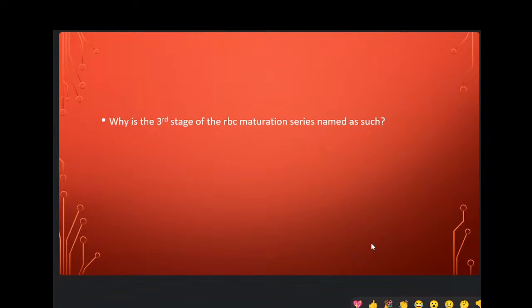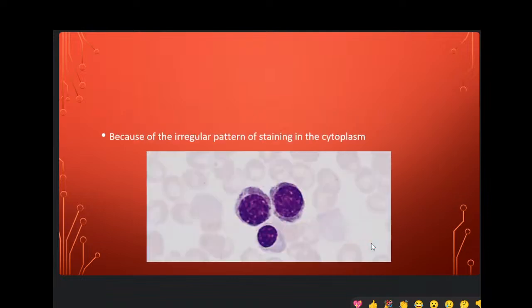Why is the third stage of the maturation series named as such? RBC maturation series. Look again at the next slide. I'll present it to you guys again. Because of the irregular pattern of staining in the cytoplasm. Look at the mature RBCs, right? It's pink all over, almost the same, almost uniform. Although it's not pink on the whole side, because we all know it's biconcave, right?